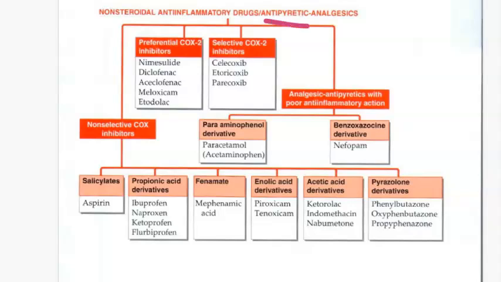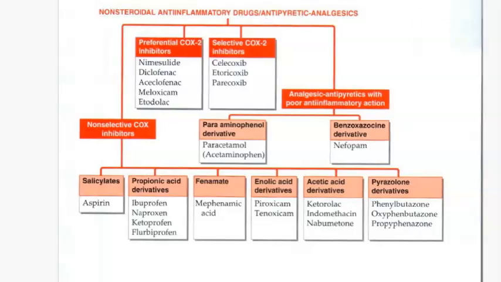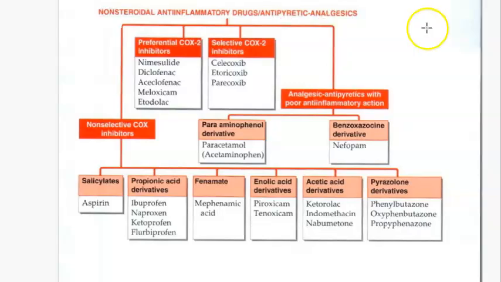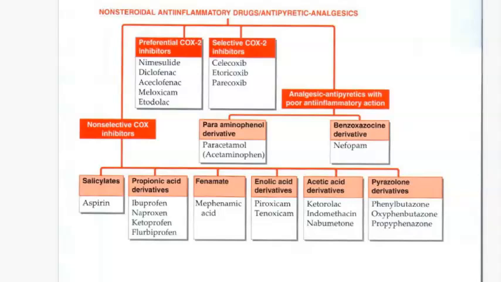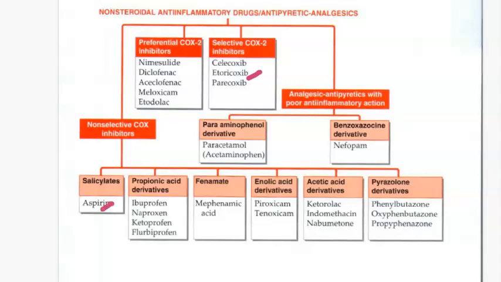They can also reduce a little amount of fever, but not that much. Paracetamol is sitting here. Paracetamol actually comes under antipyretic analgesic. It is not actually anti-inflammatory, remember. So here we are talking about anti-inflammatory drugs. So nimesulide, diclofenac, aceclofenac, etoricoxib, aspirin, ibuprofen, naproxen, mefenamic acid, piroxicam, ketorolac, indomethacin, propylphenazone.